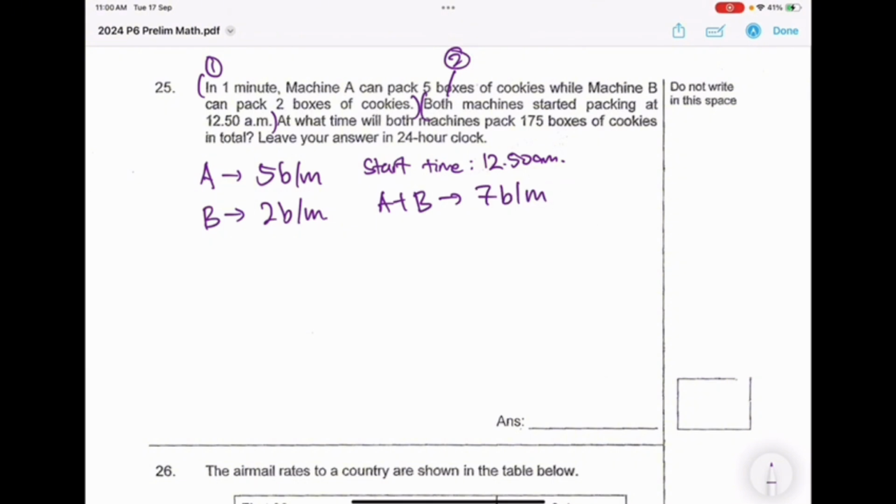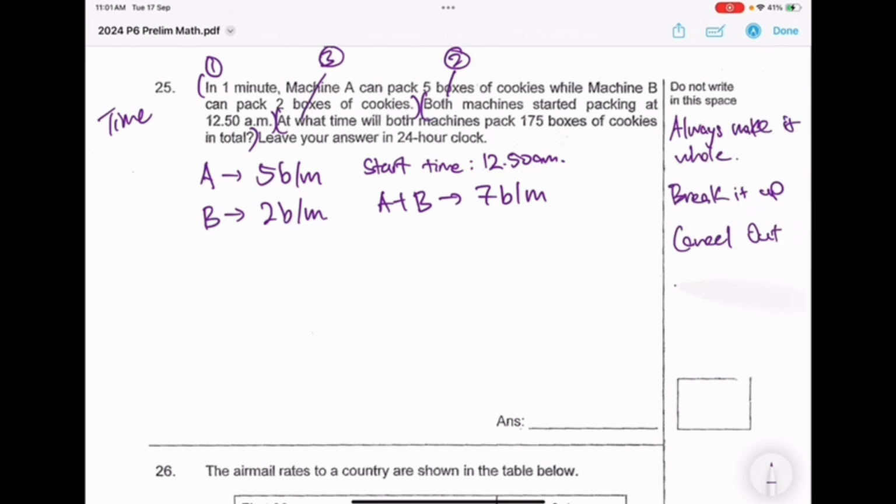Now let's look at the next sentence. It says, at what time will both machines pack 175 boxes of cookies in total? And the question asks us to leave our answer in 24-hour clock. Alright, so this is obviously a time question. And when I am faced with a time question, I remember my ABCDs. And that is to always make it whole, break it up, cancel out, and to draw a timeline.